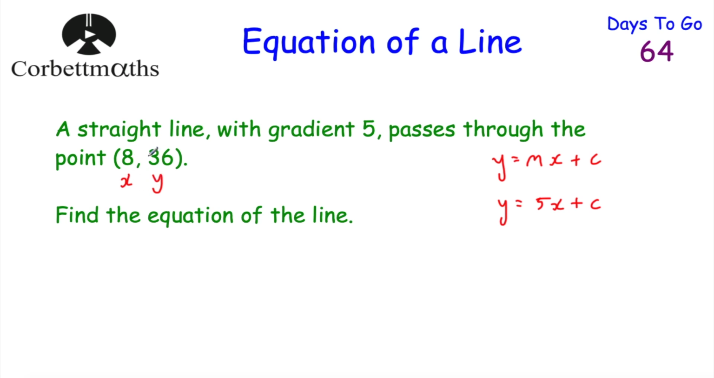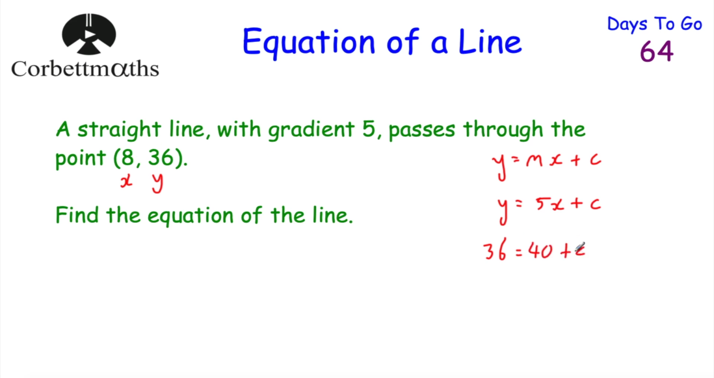If we substitute those values into our equation, y equals 5x plus c, we can find the value for c, and then we can know the equation of the line. So let's do that. Okay, so y is 36, so we've got 36 equals 5x, so that's 5 times 8, which is 40, plus c.